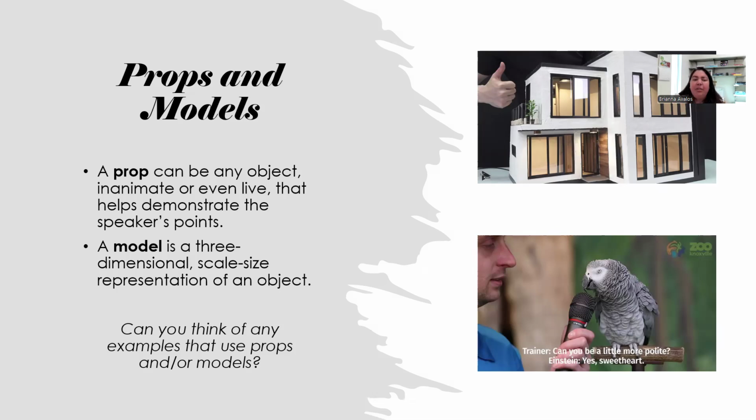And we also have a model, which is a three-dimensional scale size representation of an object. So I think about if you're going to buy a house, if you're looking at apartments and they have a smaller version of it, this is a good example. You can try to think about other ways that we use props and models to help us make our points, but I think this one we use pretty often and we don't even think about it.